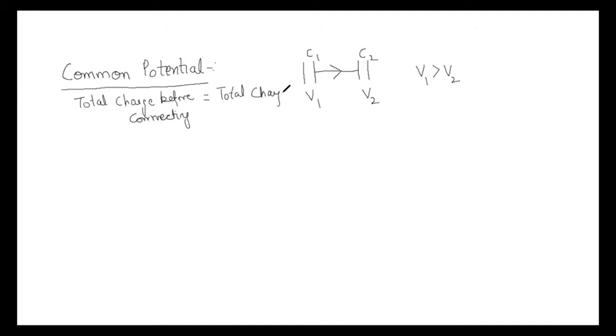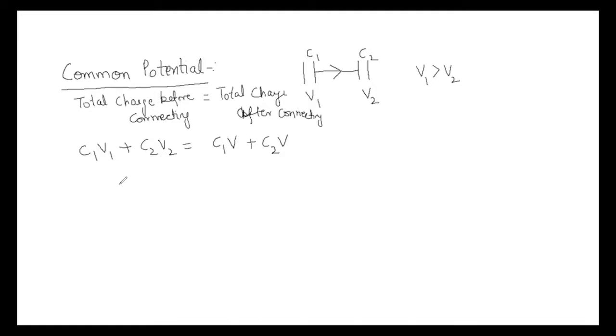So the total charge before sharing, or you may say before connecting, should be equal to the total charge after connecting. Now what is the total charge before connecting with the conducting wire? The charge on the first capacitor, which is C1V1, plus the charge on the second capacitor, which is C2V2. Now after connecting, both of them come to the same potential. Let both of them reach a potential V. So what is the charge on the first capacitor? C1 into V. And on the second capacitor? It is C2 into V.